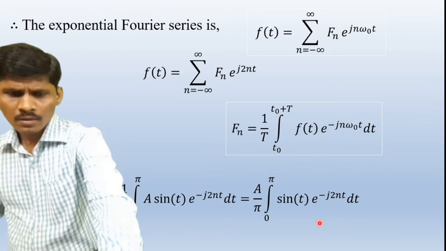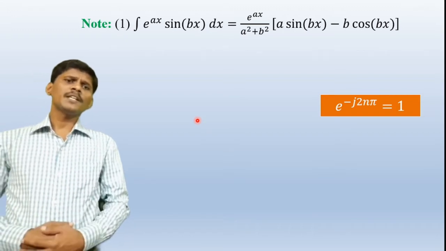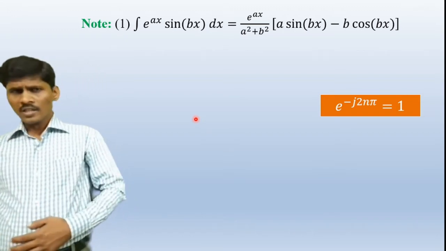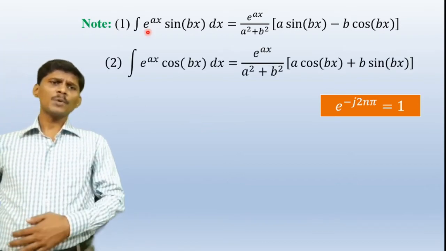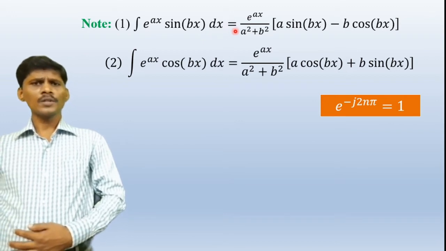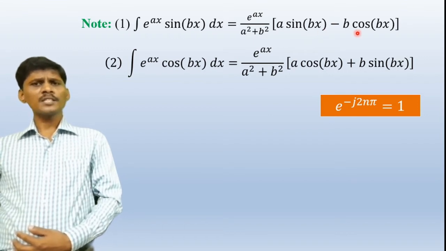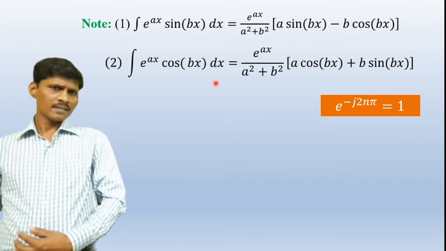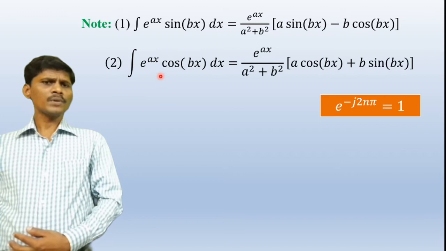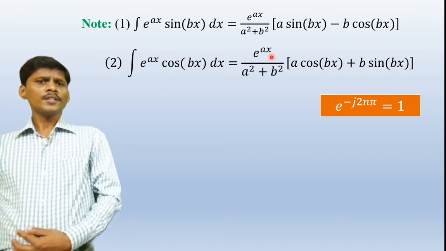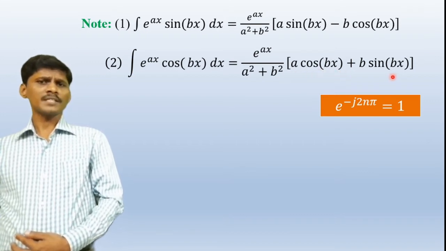But we know, from the basics of mathematics, these standard expressions. The first one: integral of e power ax sin bx dx is equal to e power ax by a square plus b square into a sin bx minus b cos bx. The second standard expression: integral of e power ax cos bx dx is equal to e power ax by a square plus b square into a cos bx plus b sin bx.